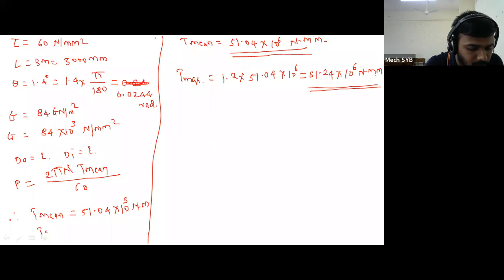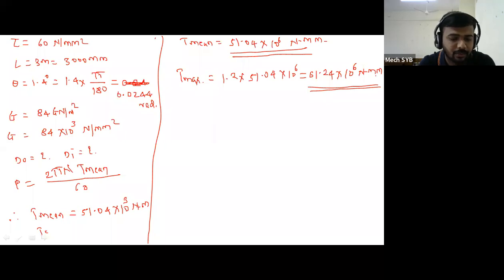Otherwise, I have to ask personally each and every student. Whatever you are calculating, send your answers in the chat box. First T min value in Newton meter, then you have to multiply by 10 raised to 3, it becomes 10 raised to 6. And as per the relation between T max and T min, you will get the T max value as 61.24 into 10 raised to 6 Newton mm. So those who have calculated this value, go for your further calculation also.